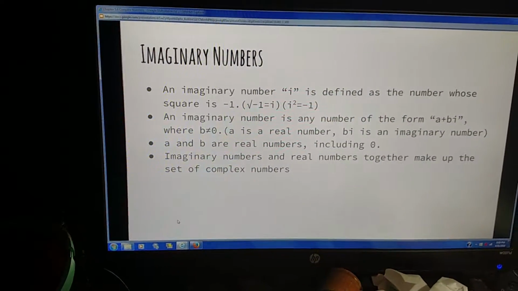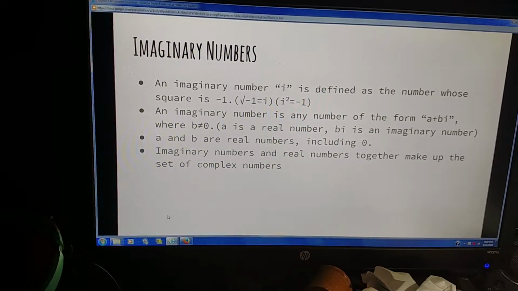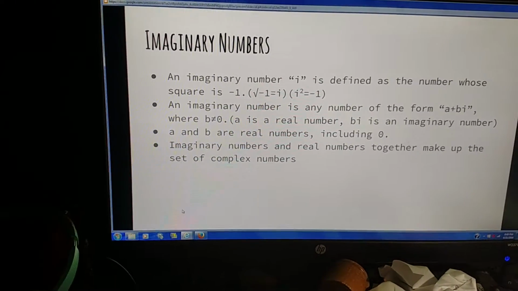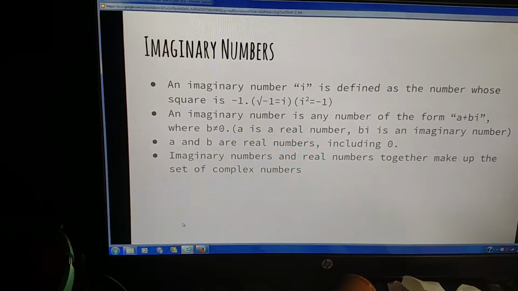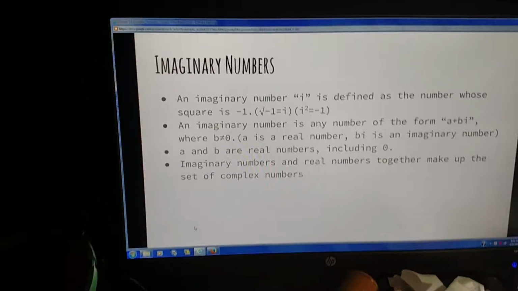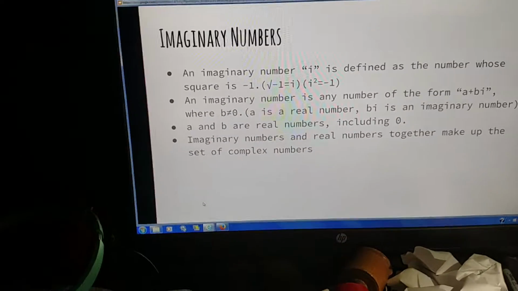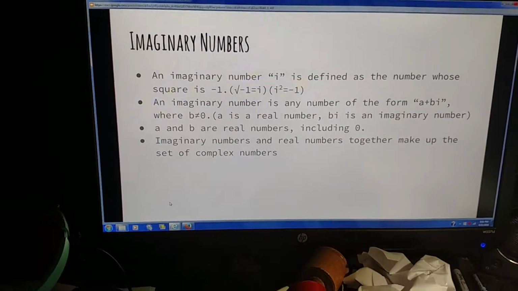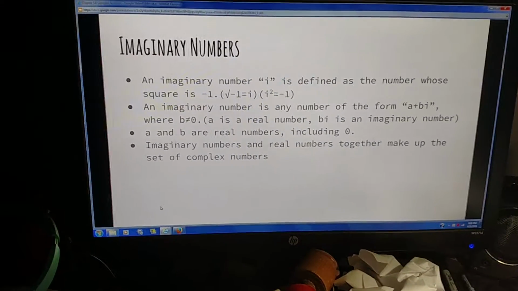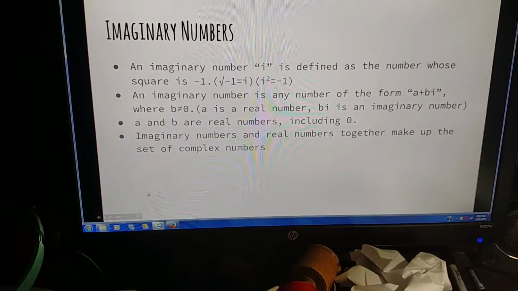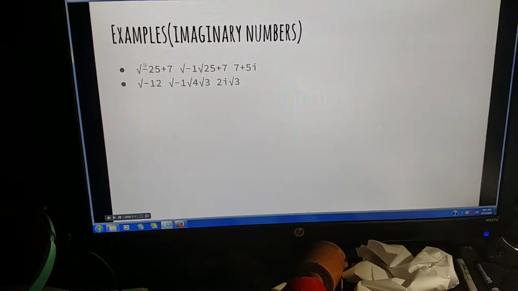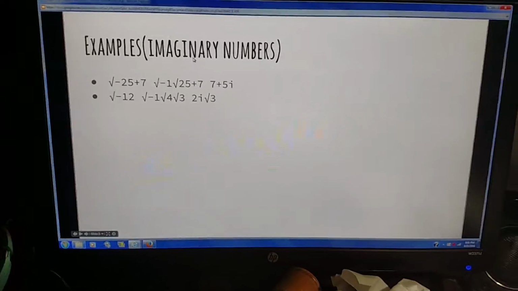An imaginary number is any number of the form a plus bi, where b doesn't equal 0. a is a real number, bi is the imaginary part. a and b are real numbers, including 0. Imaginary numbers and real numbers together make up the set of complex numbers. And over here I have a few examples.